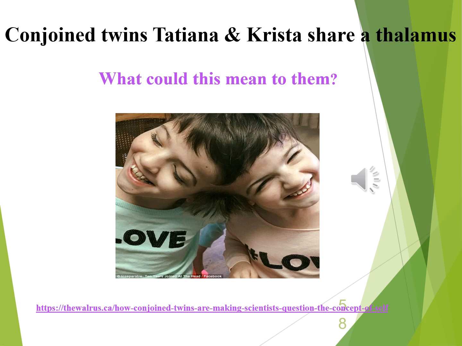Conjoined twins are very rare. Those joined at the head, the rarest of all. Very few survive. Tatiana and Krista are unique. They share a thalamus. Think of what the thalamus does and think what it could mean to them. Please watch the video. I think you'll find it very interesting, and I would suggest that you pay attention to what they share because you could easily see a question on that on your quiz and perhaps your test. Hint, hint.